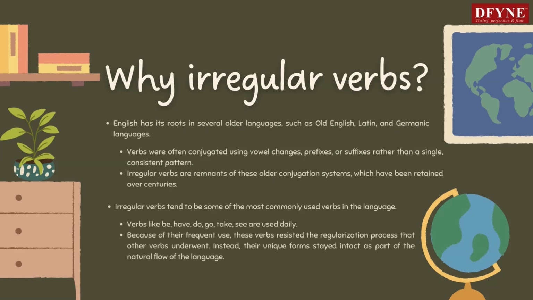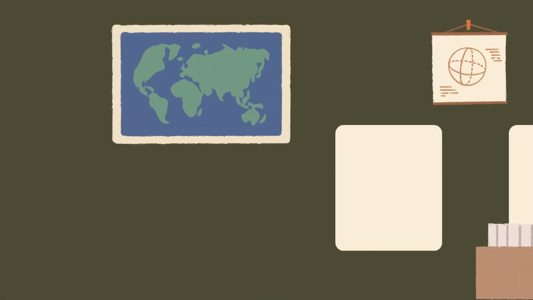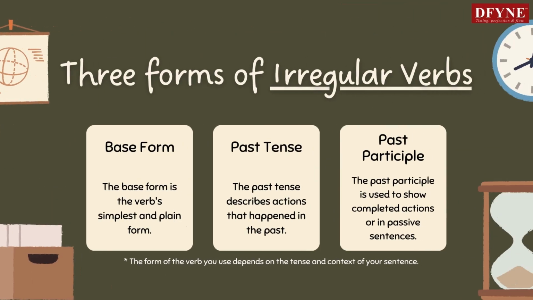Learning these irregular verbs is essential because they're very common in English. You'll see and use them all the time, especially in everyday conversation, so memorizing them is crucial for clear and fluent communication. Irregular verbs have three main forms that you need to know: base form, past tense, and past participle.